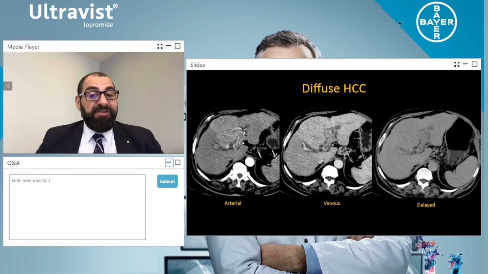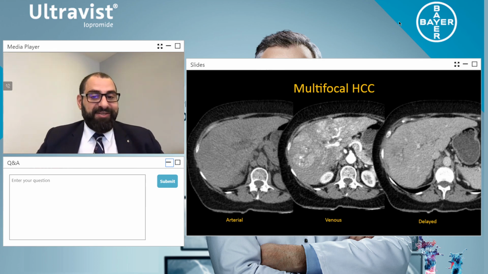Then we also have multifocal hepatocellular carcinoma. This can look like metastasis. But here, have a look at this patient. This is a large obese patient. He has a fatty liver.